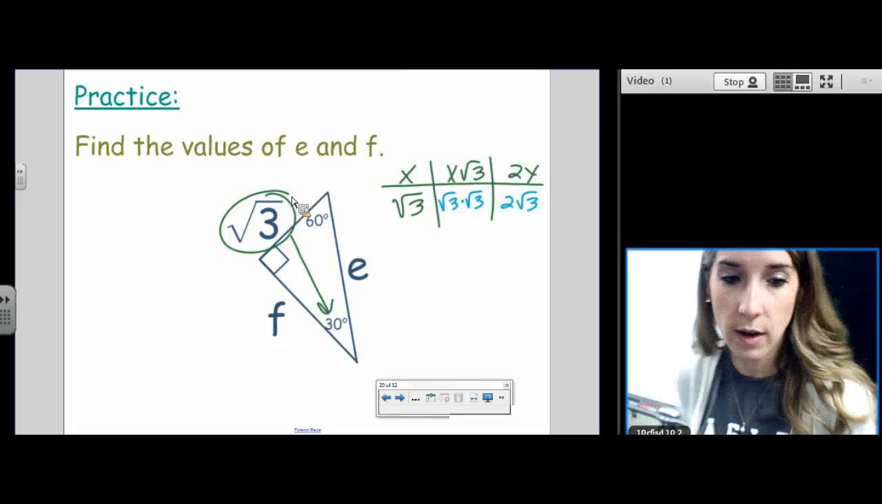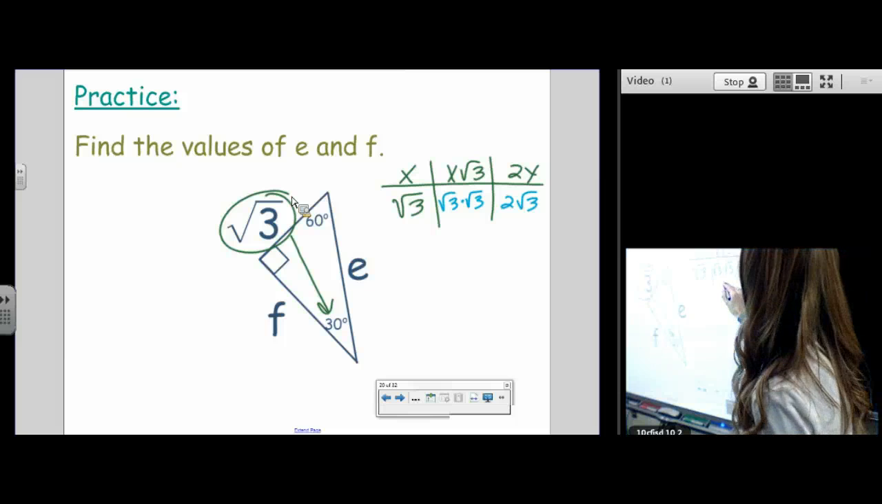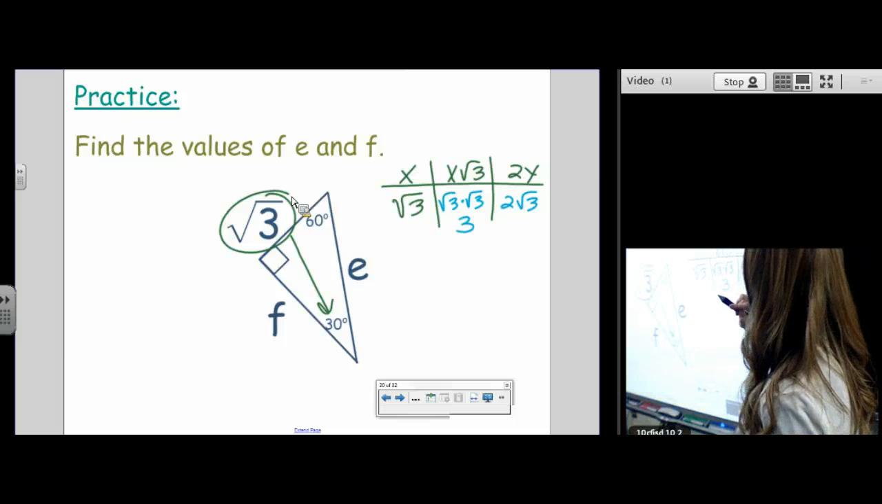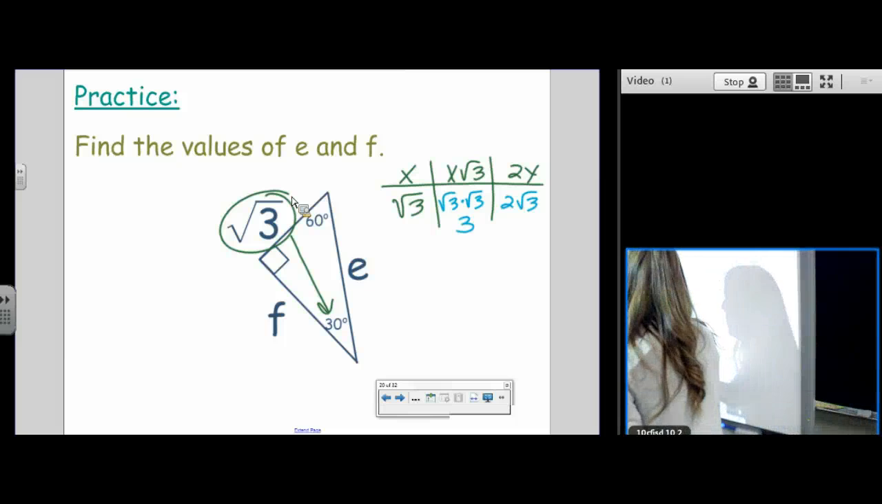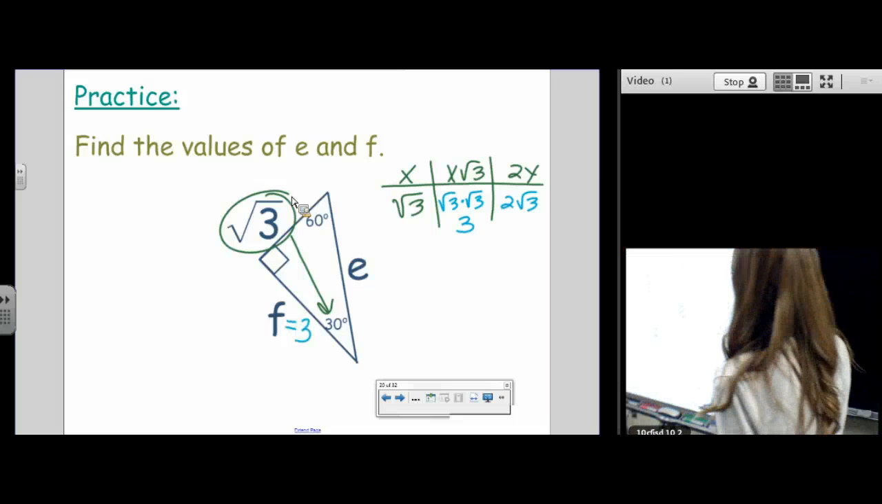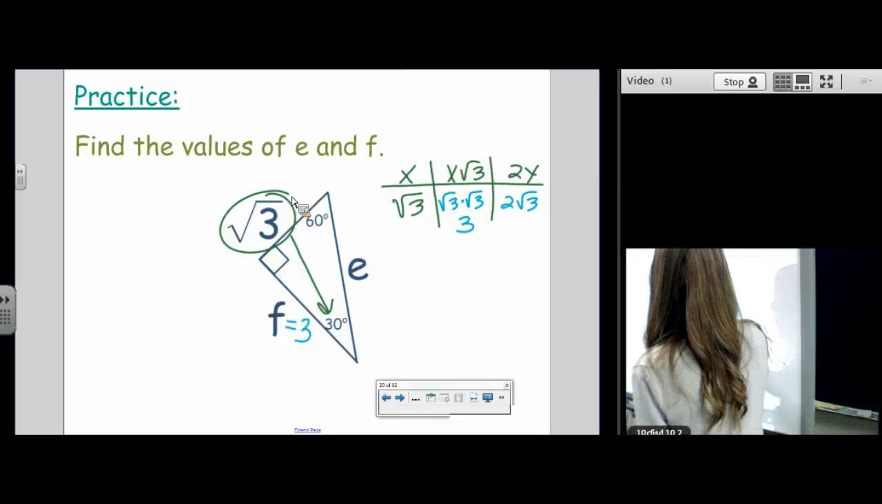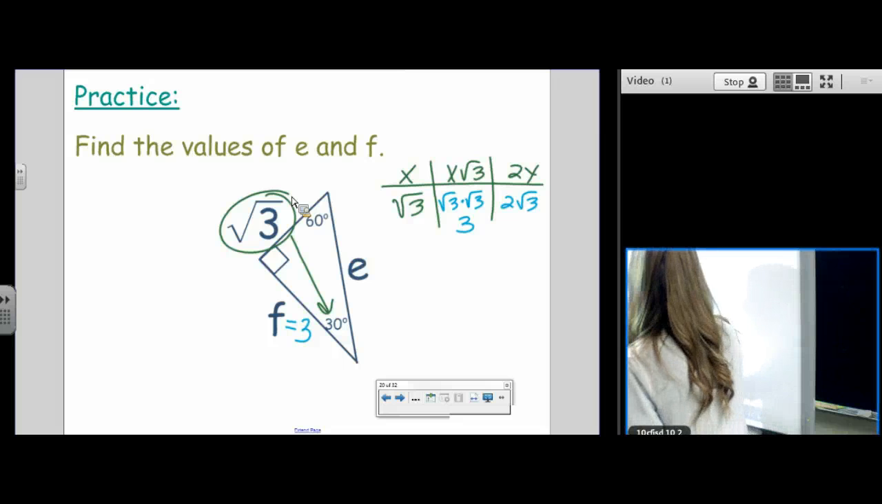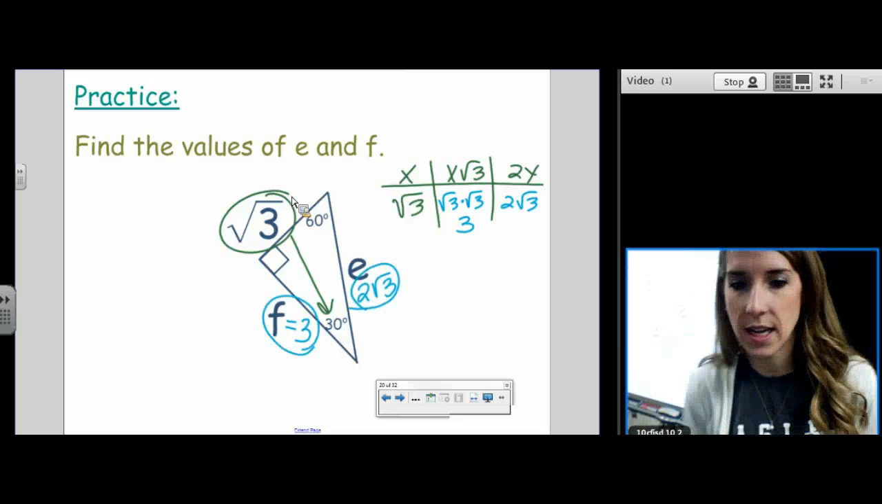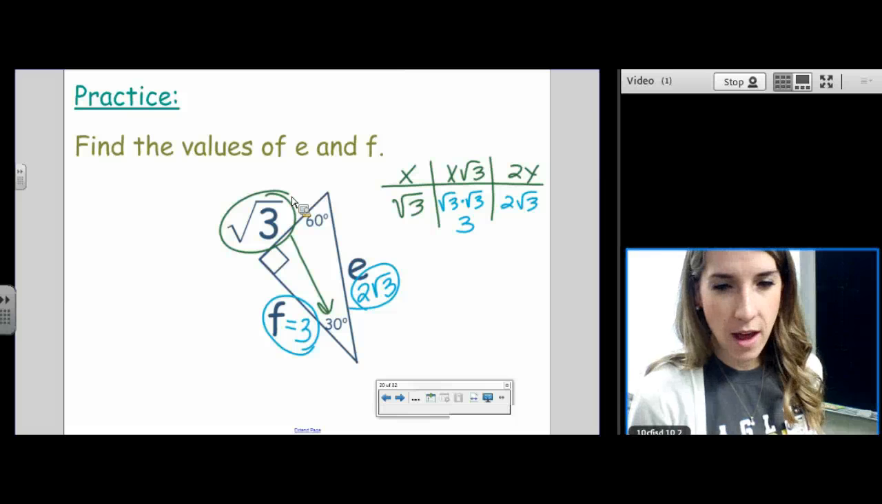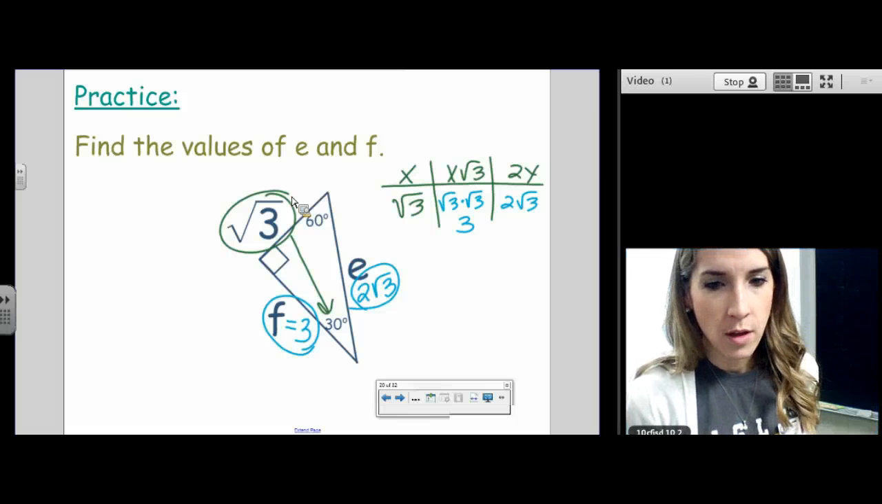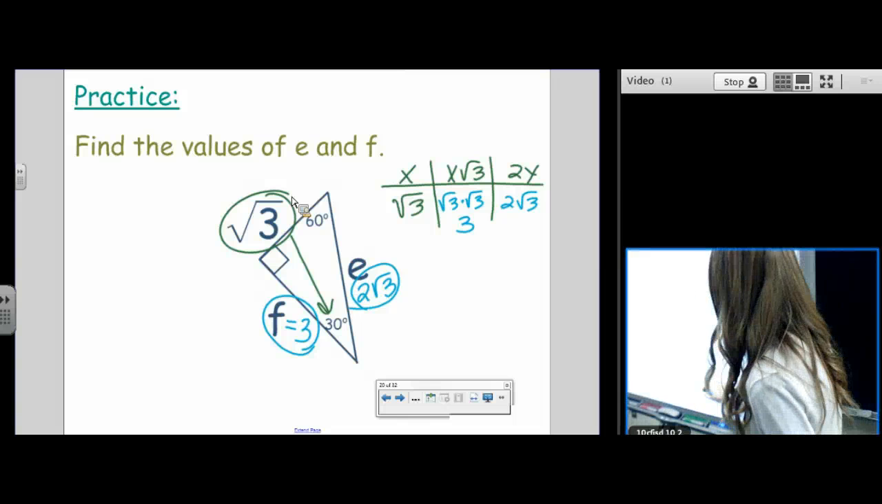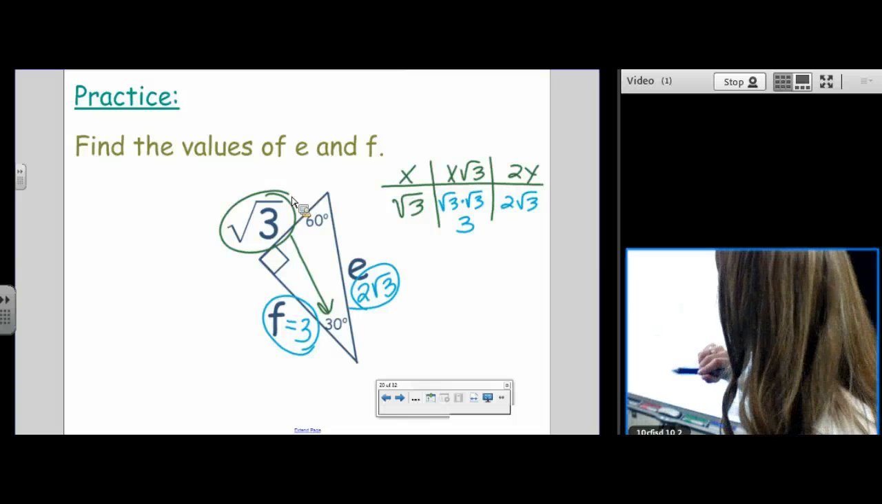What is square root 3 times square root 3? It's 3. So across from 60, it's 3. And across from 90, it's 2 root 3. So that one doesn't follow the pattern quite as nicely as we're used to. That one might help if we make the chart. F is 3 and E is 2 root 3. Double. The hypotenuse is always double the short leg.